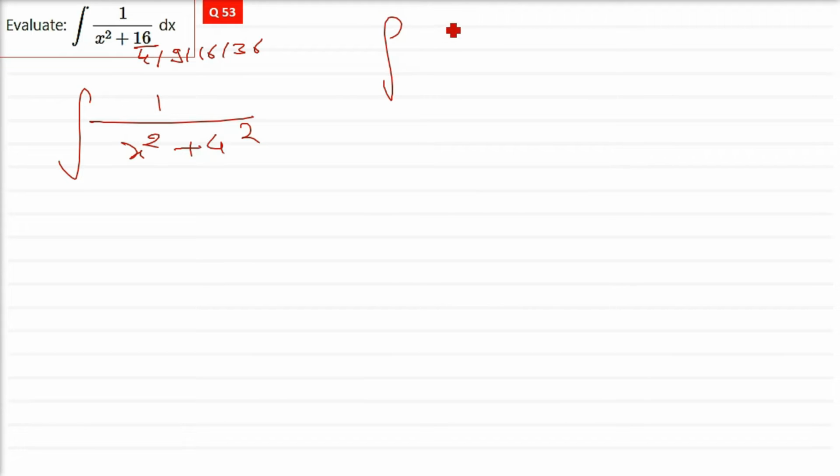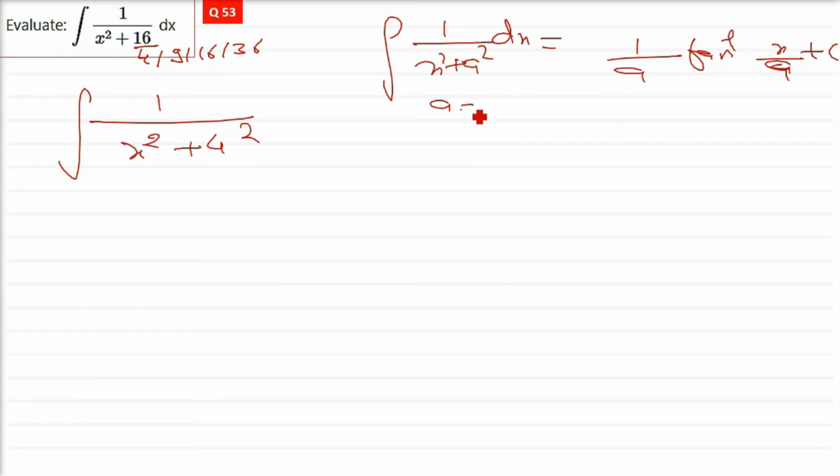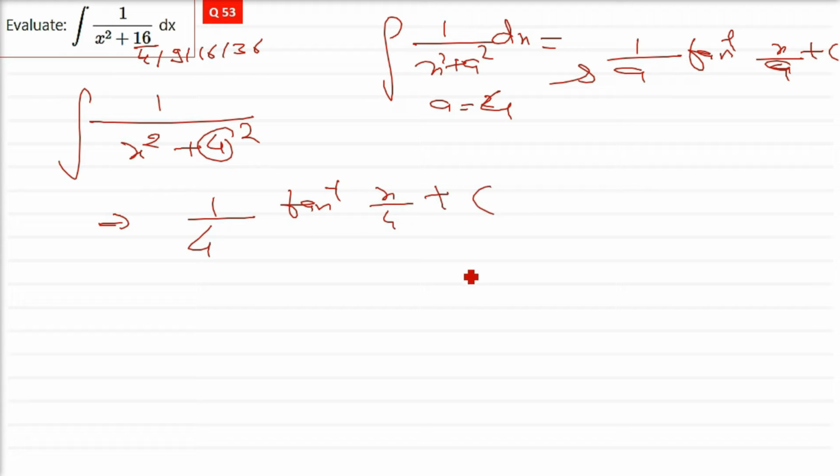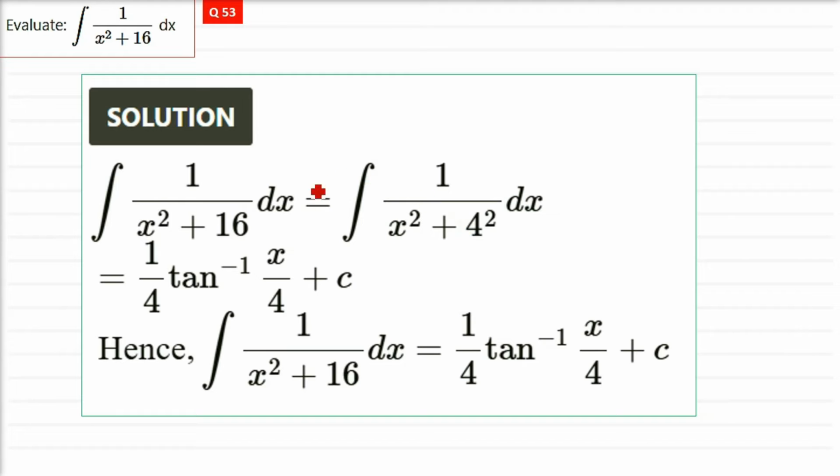Now this formula, we have 1 by x square plus a square. And you know that it is simply 1 by a tan inverse x by a. In this question, a we will take as 4, not 2. I'll just change that one. So this will be 1 by a, that is 1 by 4, tan inverse x by 4 plus constant of integration. So this is the formula you are going to use. So again, a very straightforward question for you.